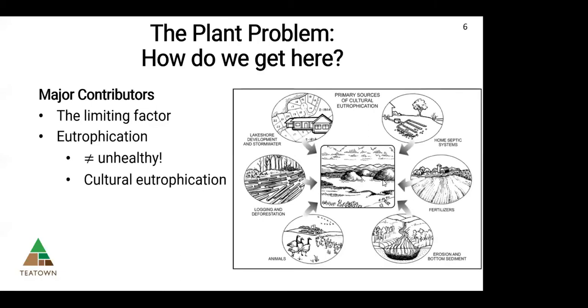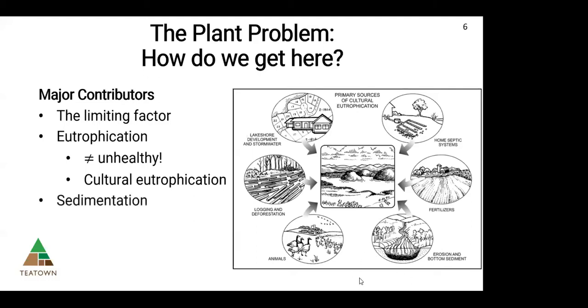As we mentioned before, eutrophication is not unhealthy. It's a completely natural process that just relates to the productivity of a lake. But what we deal with here in the lower Hudson region is cultural eutrophication from logging, lakeshore development, septic systems, fertilizers, erosion, and animals. I get a lot of questions about Canada geese and how those would influence plant growth. And if you have a goose problem, you will also have a nutrient problem.